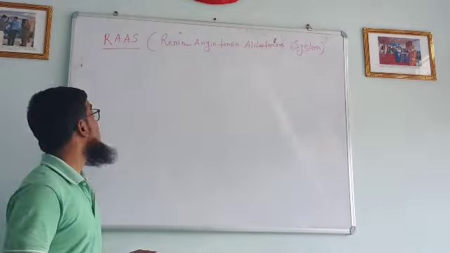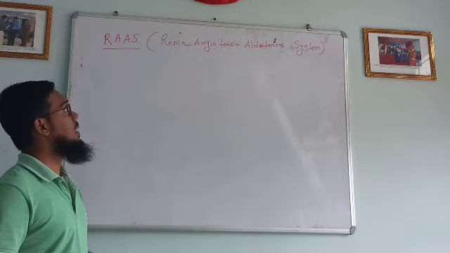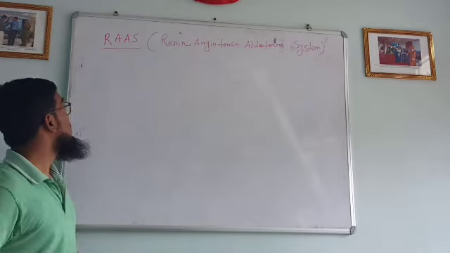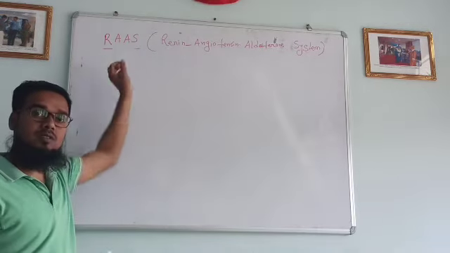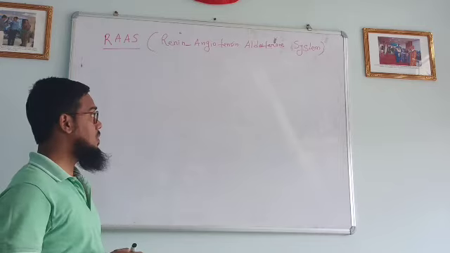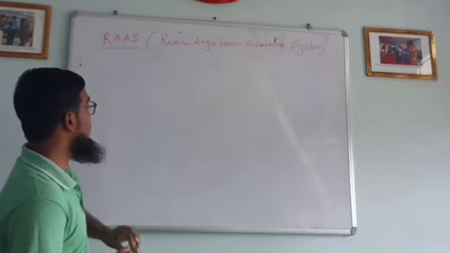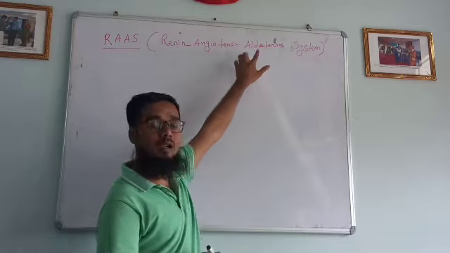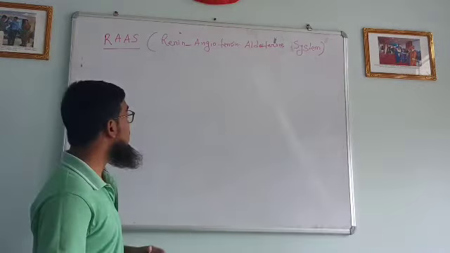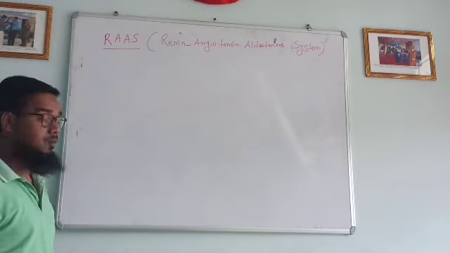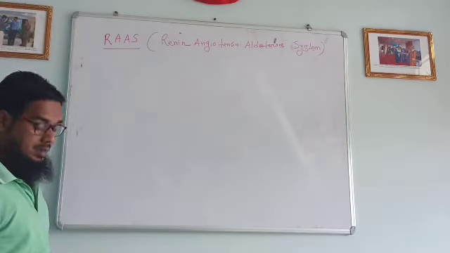Now we will discuss the renin, angiotensin, aldosterone system, simply called RAAS, which is an important mechanism which regulates our blood pressure. The three things mainly here are renin, angiotensin, and aldosterone. There are three things which regulate this RAAS system. In detail we will discuss.